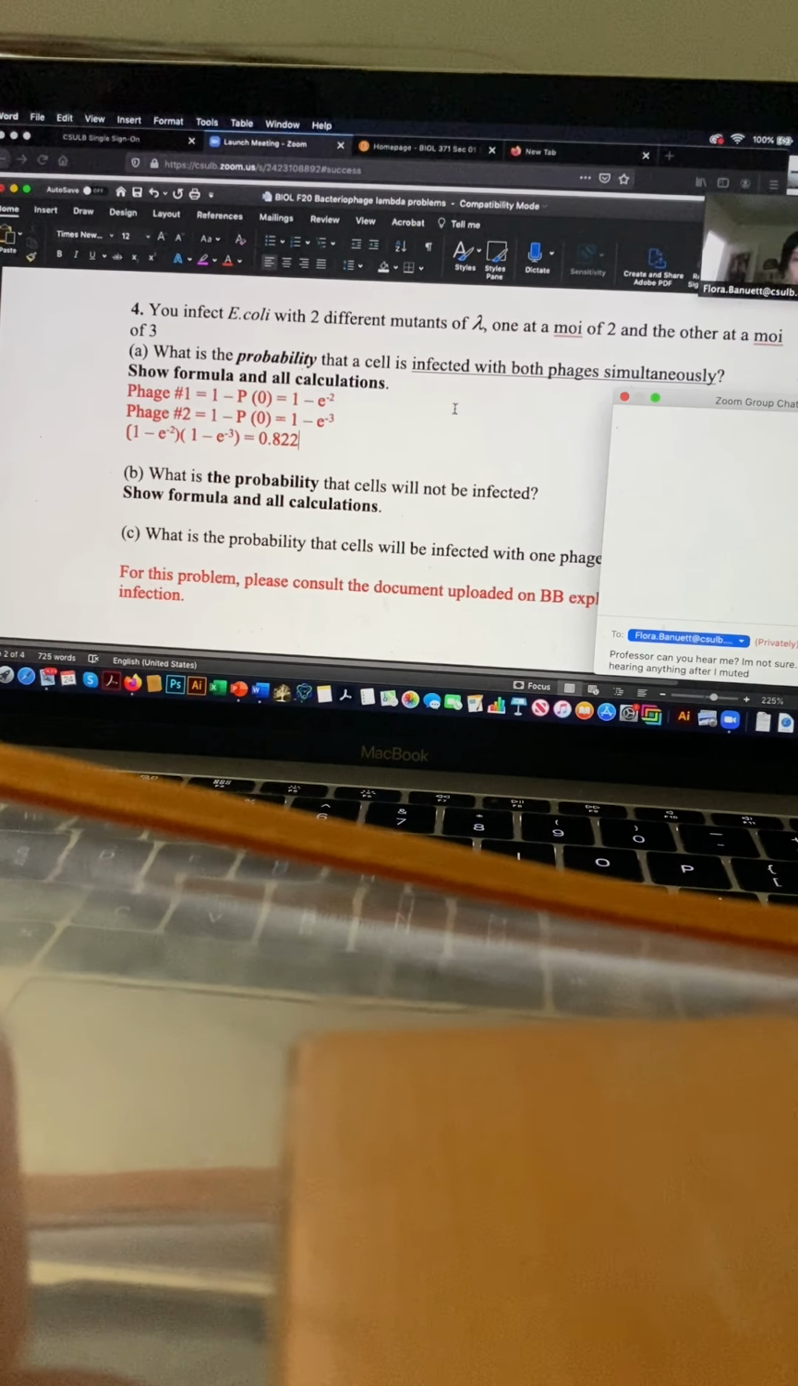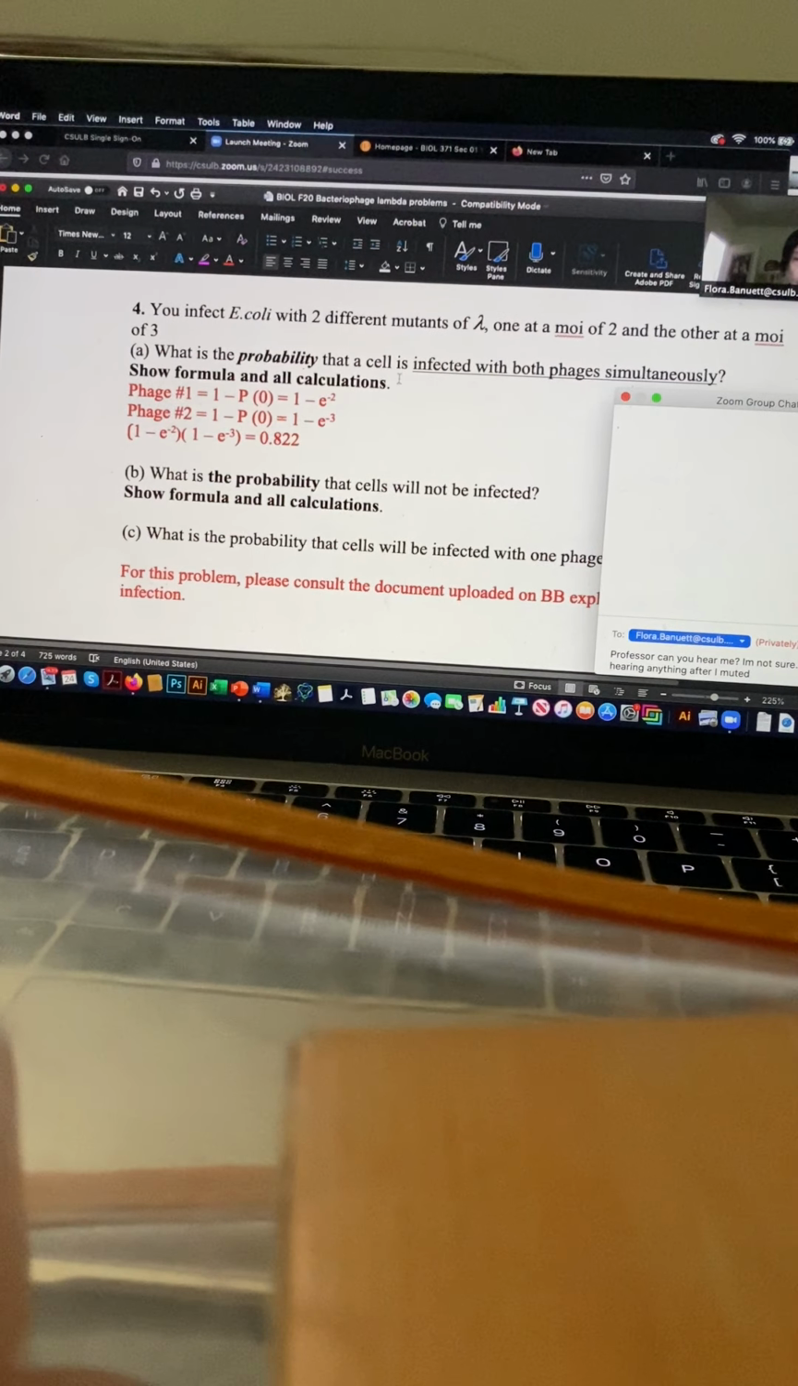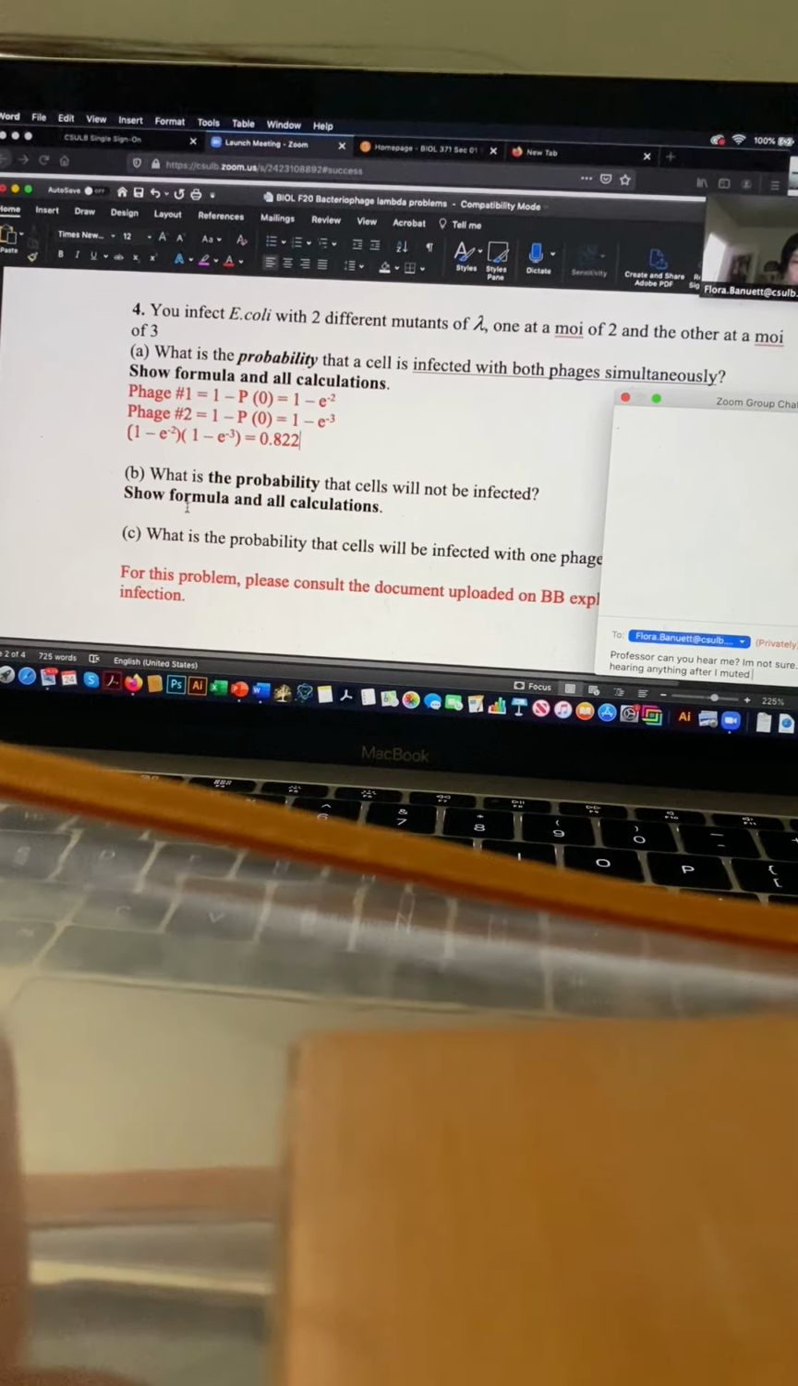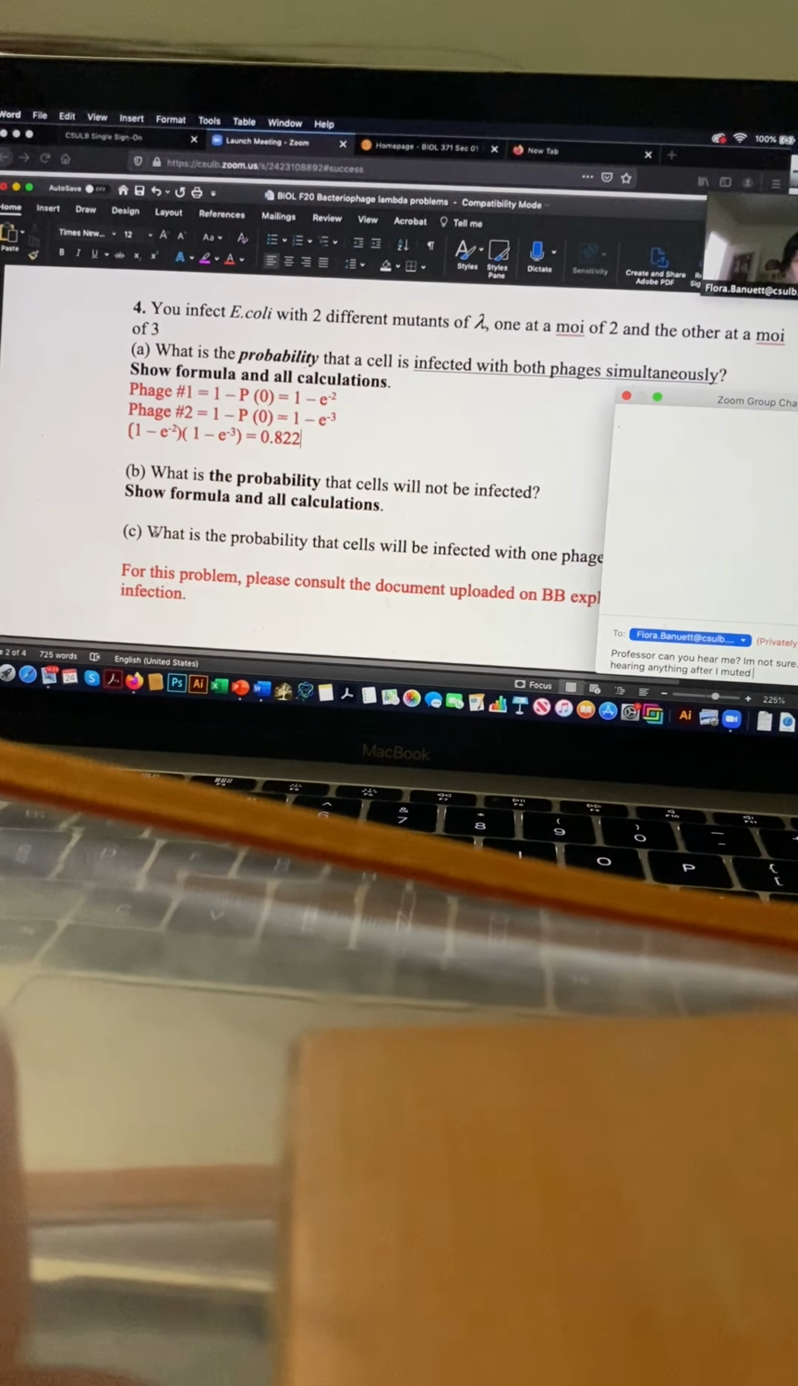Okay, so that is then the probability of infection with both phages simultaneously. Okay, is that what you saw? Yes. Is that clear?